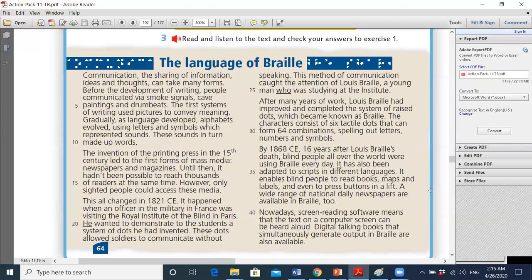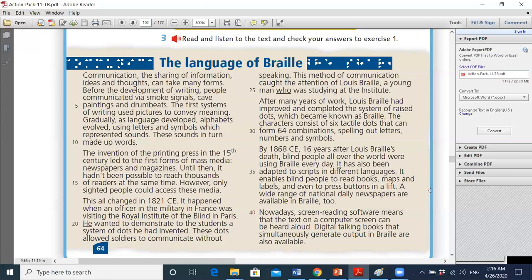It happened when an officer in the military in France was visiting the Royal Institute of the Blind in Paris. So we have a man from the army visiting an institute for the blind. This army officer wanted to demonstrate to the students a system of dots he had invented. So what did this officer have to show the students? Demonstrate means show, illustrate to the students a system of dots he had invented, he had created. These dots allowed soldiers to communicate without speaking.